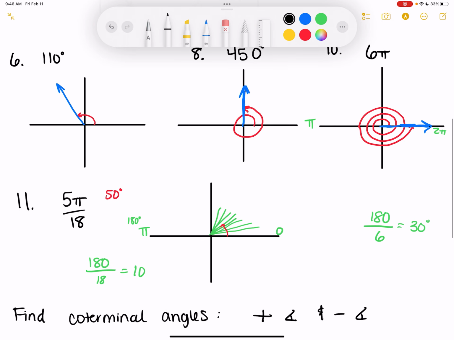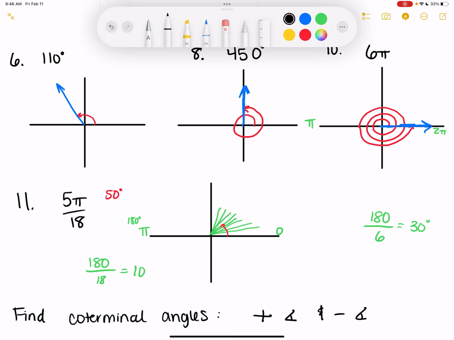What I talked about up here was that 450 degrees is the same as 90 degrees. Those would be coterminal angles, because they have the same values. Yes, because the values would end up being the same.